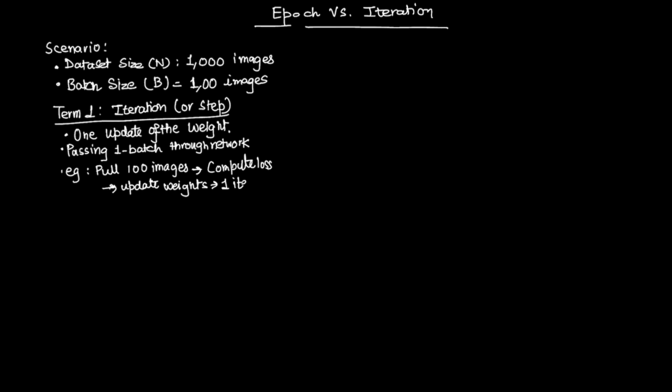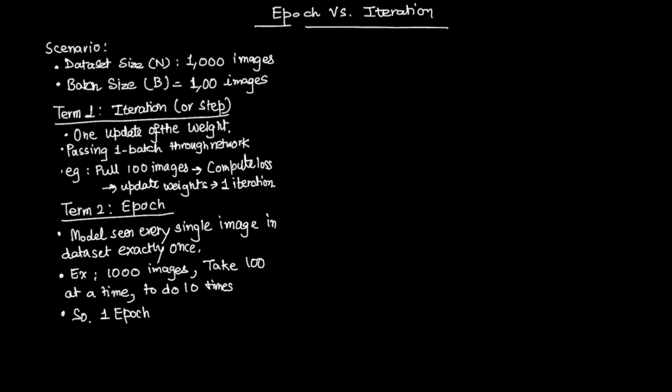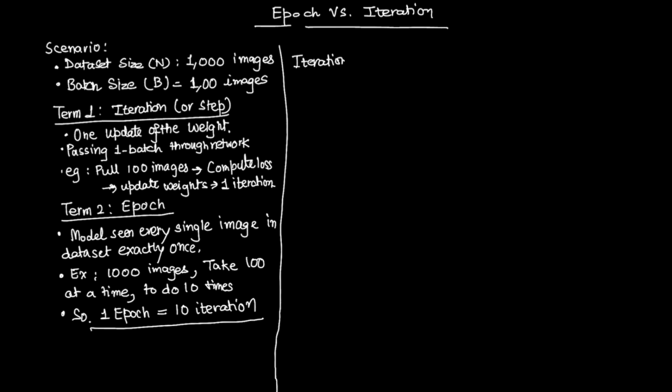That is one iteration. The second term is epoch. An epoch is when the model has seen every single image in the data set exactly once. In our example, we have 1000 images. We take 100 at a time. We need to do this 10 times to see all 1000 images. So 1 epoch is equal to 10 iterations. So iterations per epoch is equal to total data set size divided by batch size.